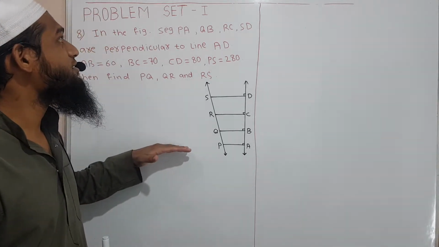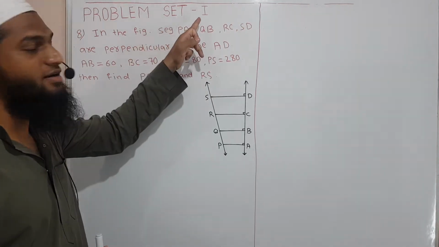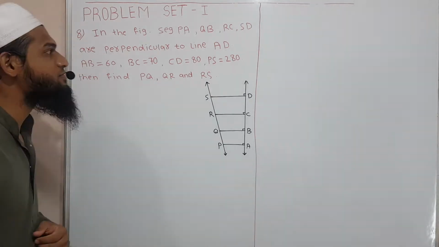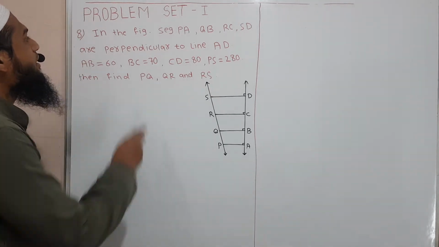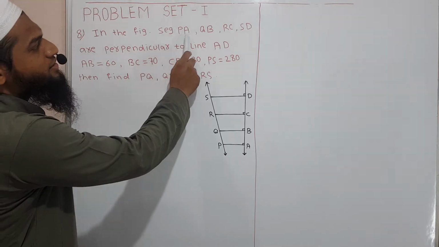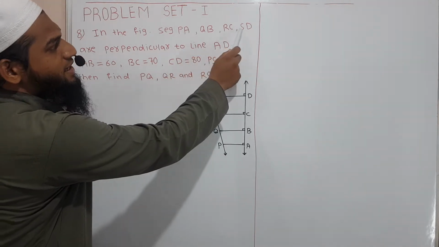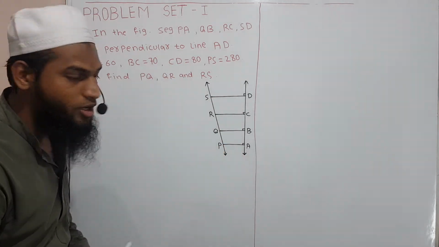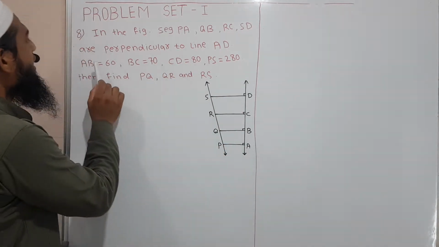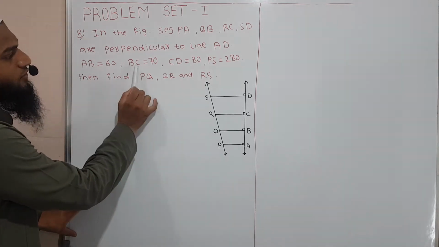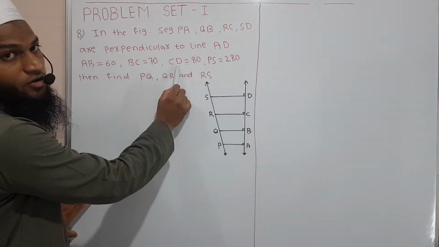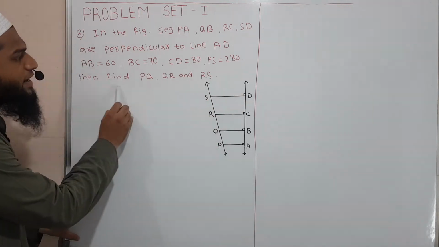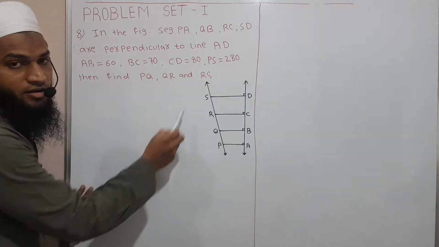तो हमारा चैप्टर फर्स्ट सिमिलैरिटी, प्रॉब्लम सेट 1, क्वेश्चन नंबर 8। ओके, व्हाट इज गिवन इन दिस क्वेश्चन? फर्स्ट ऑफ ऑल वी विल स्टडी इन द फिगर: segment PA, segment QB, segment RC and segment SD are perpendicular to line AD, okay, as shown in the figure, and value of AB is 60, value of BC is 70, value of CD is 80 and PS is 280. Then find PQ, QR and RS.